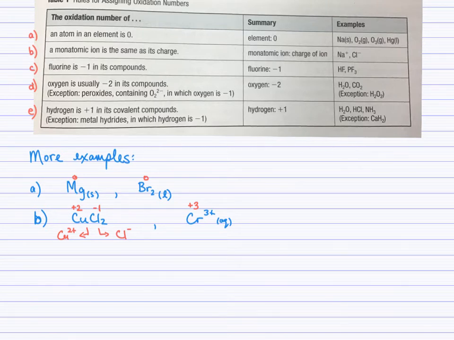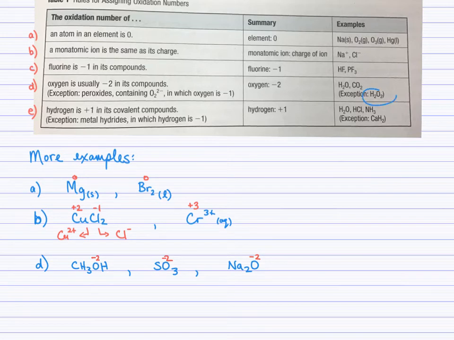For rule D there, as soon as you see oxygen in a compound, the oxidation number is -2. As soon as you see it. There will be only one exception, and that is in the case of peroxides.